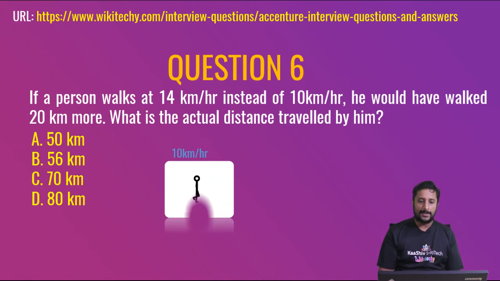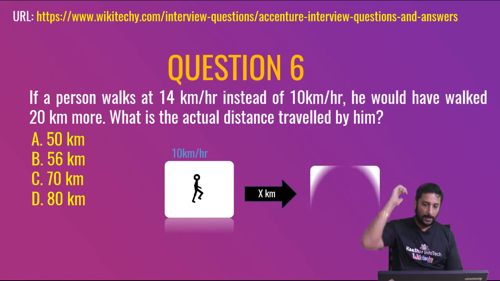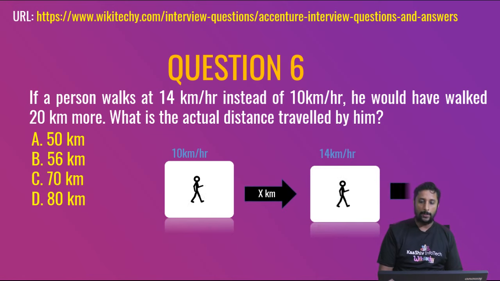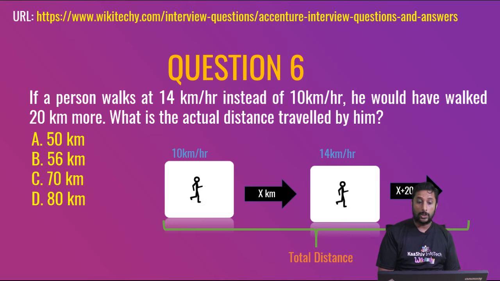Okay, if a person walks at 14 km per hour instead of 10 km per hour, he would have walked 20 km more. So if a person walks 14 km per hour instead of 10 km per hour, you should walk at 10 km per hour, but he walked at 14 km per hour. He would have walked 20 km more. What is the actual distance traveled by him? That's the question.